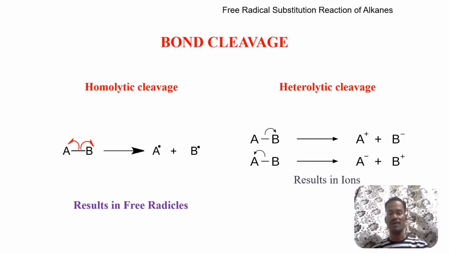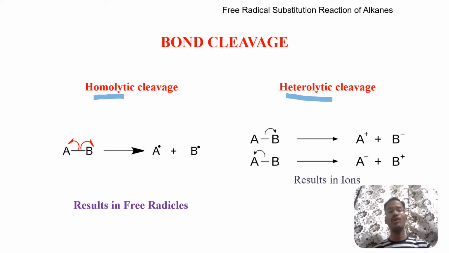To get an understanding of free radicals, you initially need to understand bond cleavage, that is, breakage of the bond. Cleavage means breakdown. A bond can be broken down in two different manners. One type is called homolytic bond cleavage. Another type is called heterolytic bond cleavage.